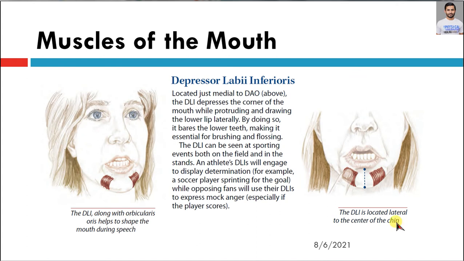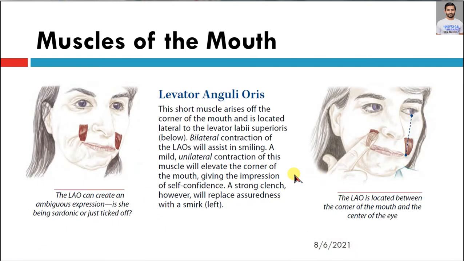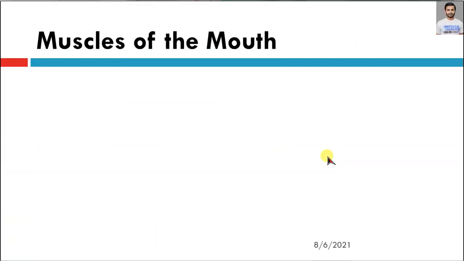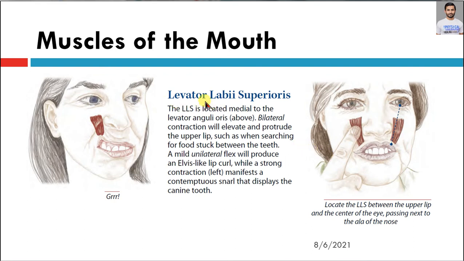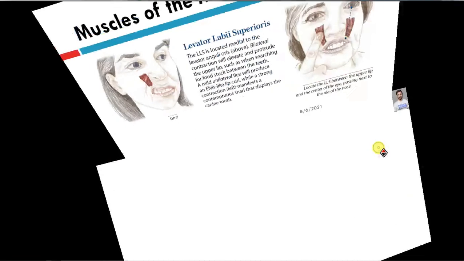Then the depressor labii inferioris is the muscle that helps you bring your lower lip down, and this is again working on both sides. Levator anguli oris, so these are the muscles that help you elevate the angles of the mouth, or the angle of the lip, together upward. Then you can see the levator labii superioris. If it works on one side, it can make you show this expression, and together you can also elevate your lips.